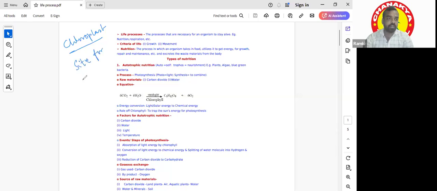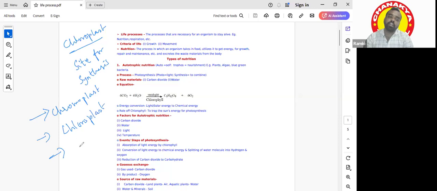Note it down. Site for photosynthesis. We have three major kinds of plastids here: chromoplast, chloroplast, and finally leucoplast. Have you heard the terms before? Chromoplast, chloroplast, leucoplast. Anyone? Rubika, Sumyuk, Lakshmi, Aryan, Priti, Mohit, Jashan? Have you heard the terms previously?